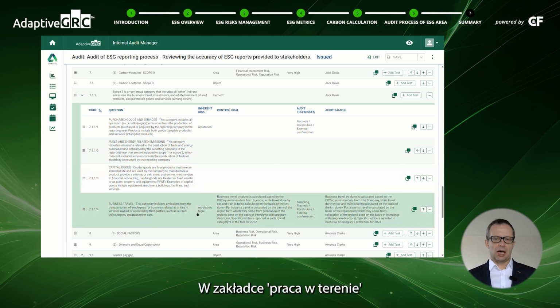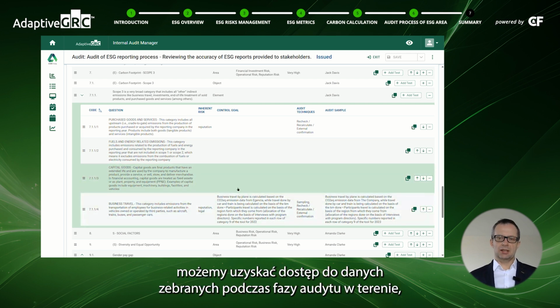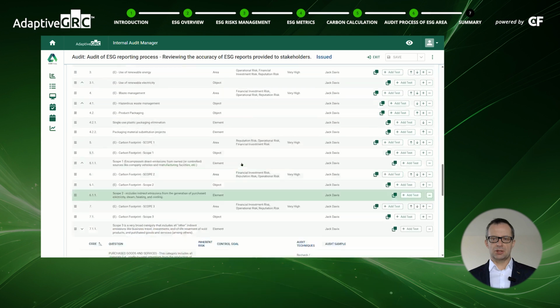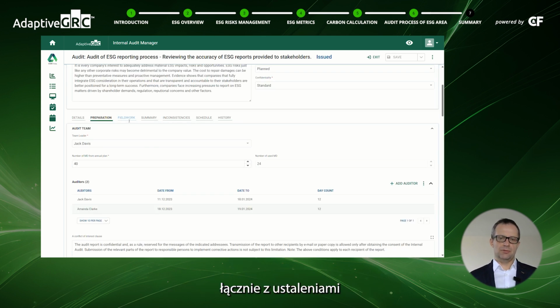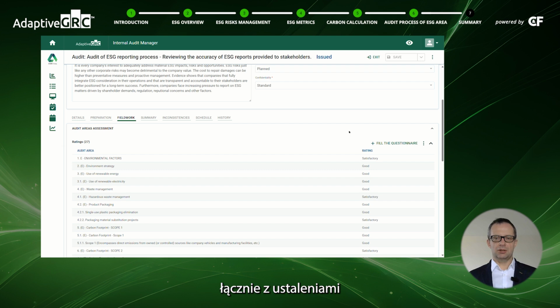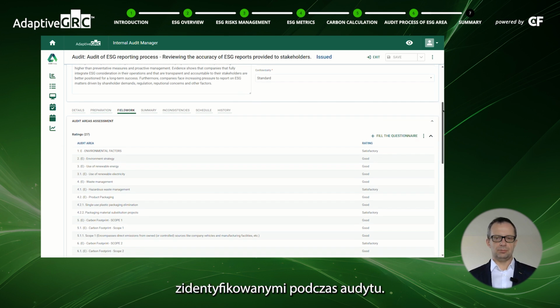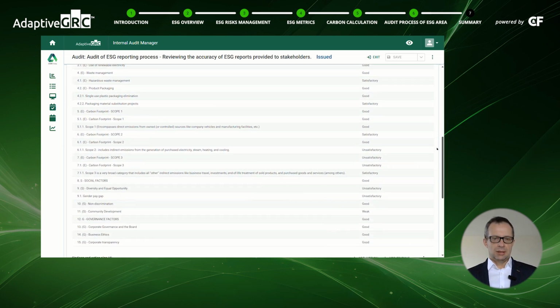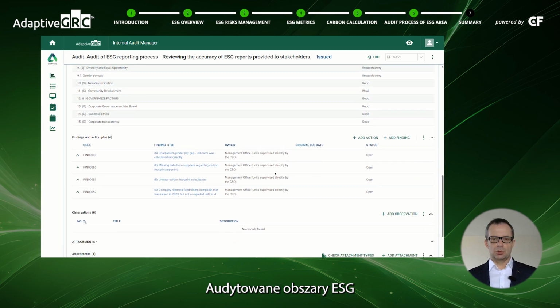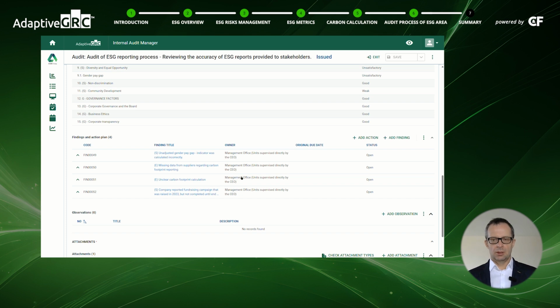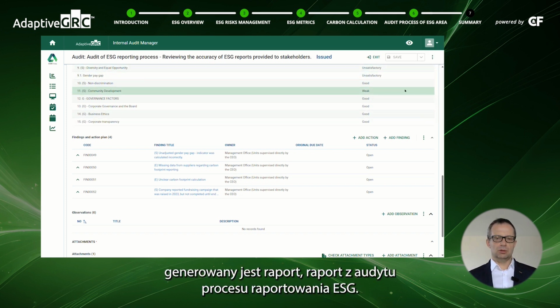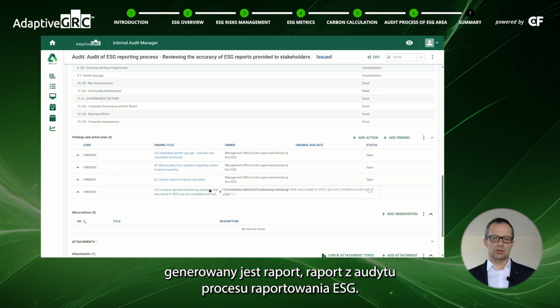In the Fieldwork tab, we can access data collected during the fieldwork phase with all the details, including findings that were identified during the audit. ESG areas audited can be included in the report with all details. With just one click, the audit report of the ESG reporting process is generated.